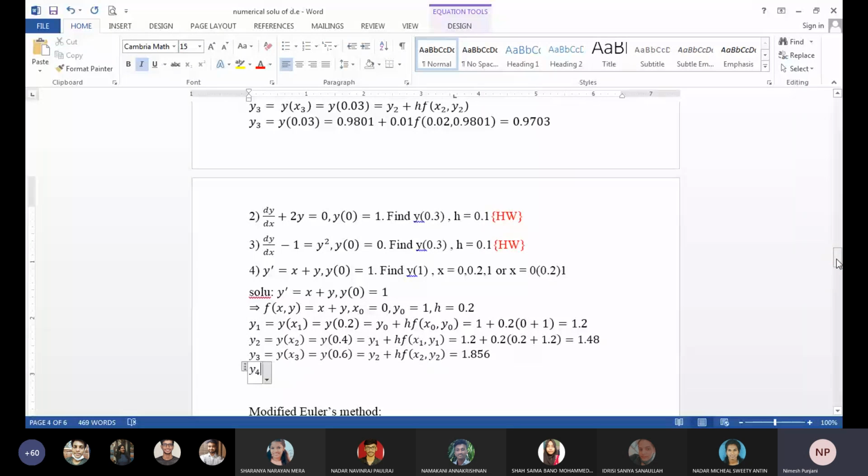Next is y4, that is y of x4. Y of x4 कितना होगा? 0.8. ओके, 0.8. तो उसका फॉर्मूला क्या होगा? y3 plus h f of x3, y3. So y3 plus h f of x3, y3. तो कैलकुलेट करो कितना आता है?